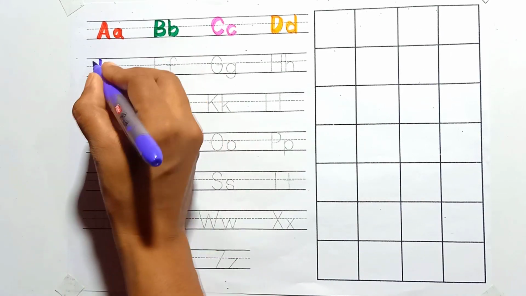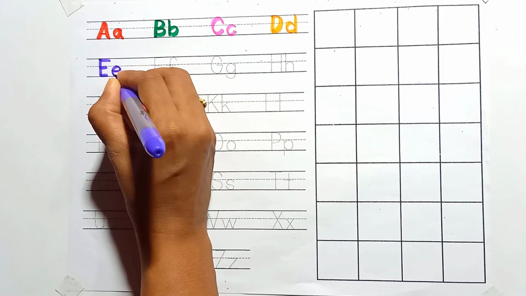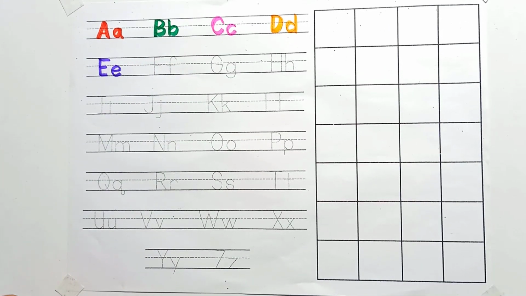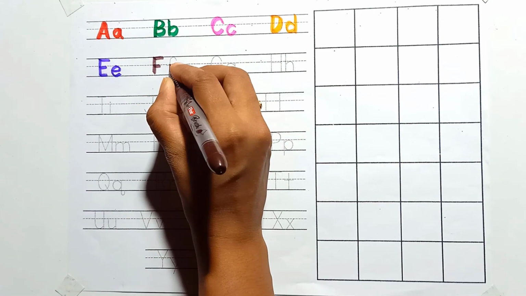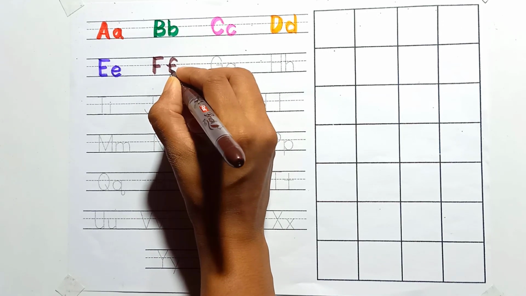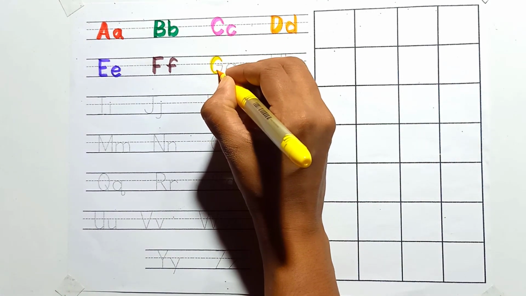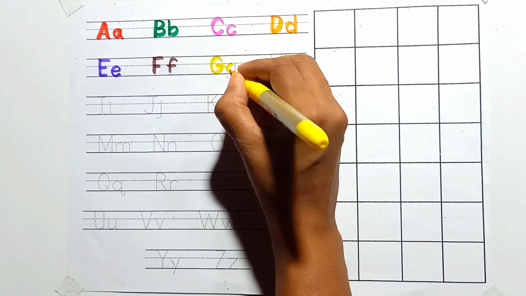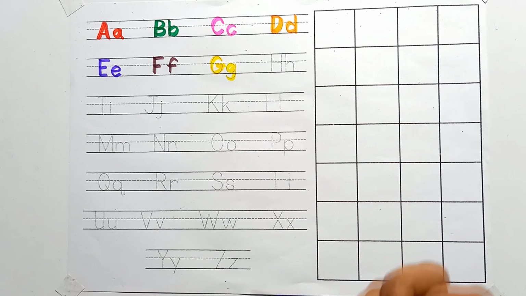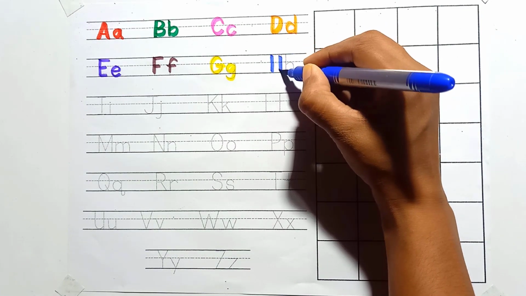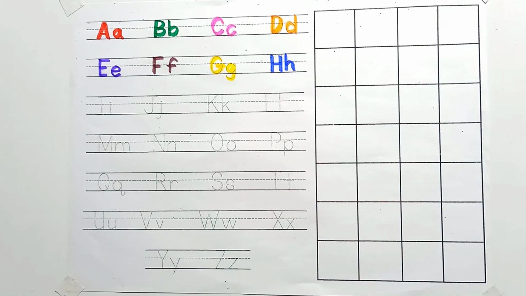Write with me E and lowercase letter E. Write with me F, lowercase letter F. Write with me G and lowercase letter G. Write with me H and lowercase letter H.